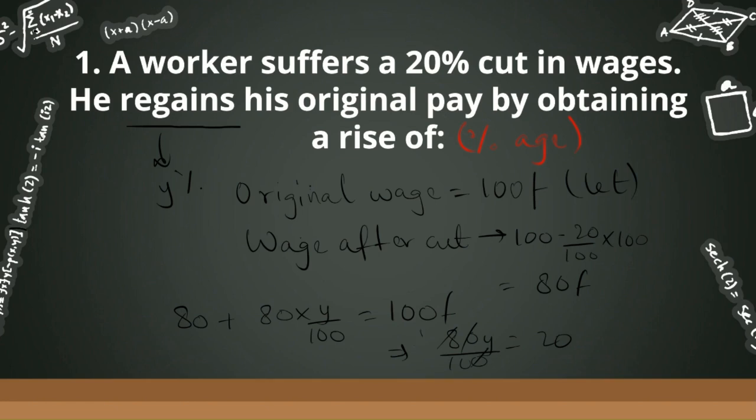This after cutting should give y is equal to 20 into 5 by 4. So 4, 5. So we are getting y as 25. Now what was this y? This regain percentage. So what's the percentage he should obtain to regain his original pay? That should be 25%. And that's our answer for the first question. I hope it's clear. Let us move on to the second question.